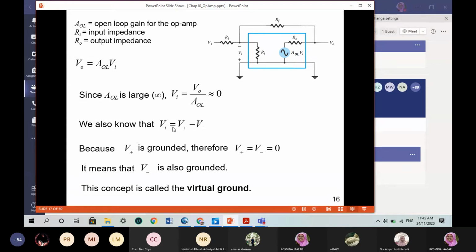Under the ideal op-amp principle, Vi is the difference between the inverting and non-inverting input terminals, so Vi is V plus minus V minus. Because V plus is grounded, V plus equals V minus and equals 0. It means that V minus is also at ground. This concept is called the virtual ground. Because you connect one input terminal to ground, you will have a virtual ground at the other input terminal as well.